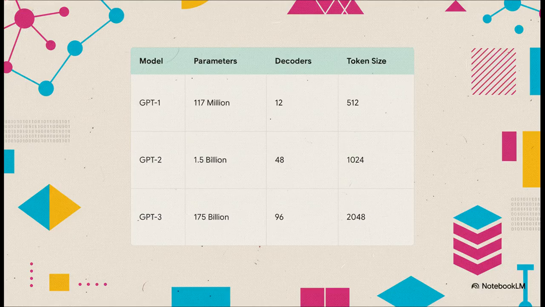Now, check this out. This table really shows the trend, and it is just exponential. You can see a direct connection. As the number of parameters and decoders skyrockets, the model's ability to handle more complex ideas and remember things over longer stretches of text goes up too. The leap from GPT-2 to GPT-3, that's a 100 times increase in parameters. It's a massive jump in what the model can do. This is a perfect example of scaling laws in action.